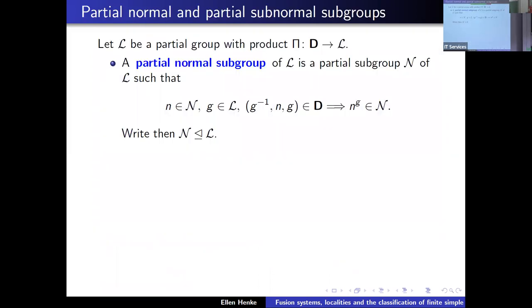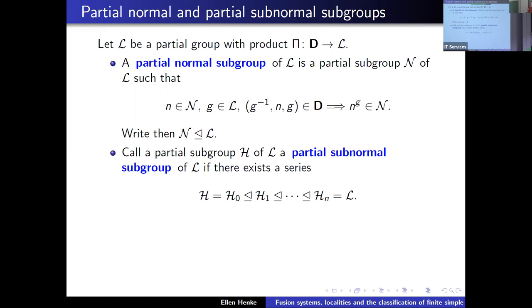Okay. Just one more general concept I want to introduce. There's also a natural generalization of normal subgroups, which we call a partial normal subgroup. N is called a partial normal subgroup if it is a partial subgroup such that whenever I take an element n in N and an element f in L, and the conjugate of n under f is defined, then it's actually also in N. And I also denote it as I would do it for groups, with a symbol. And of course, this leads again to a natural notion of partial subnormal subgroups.